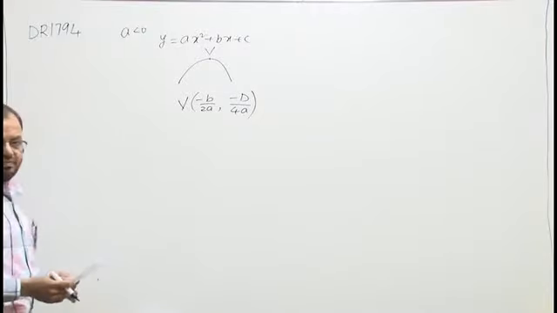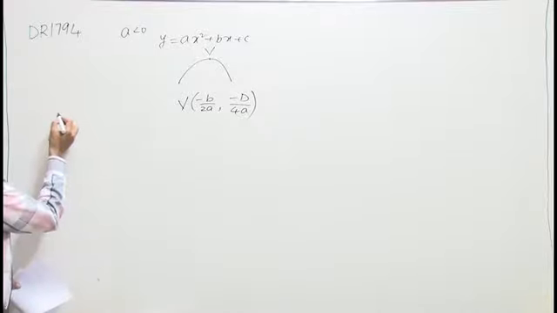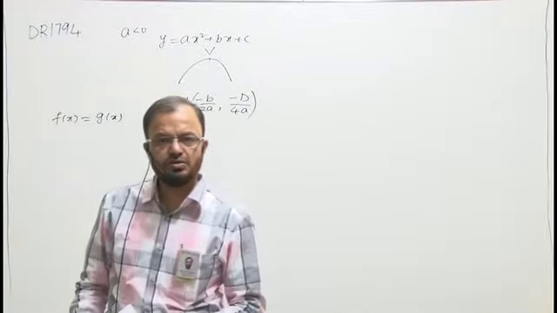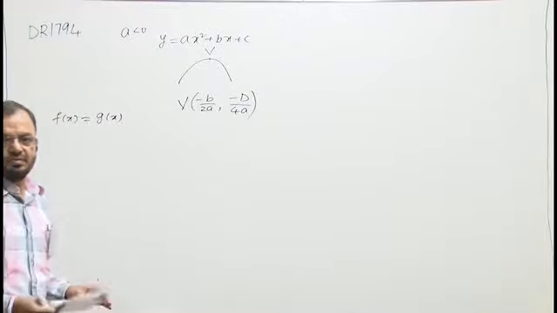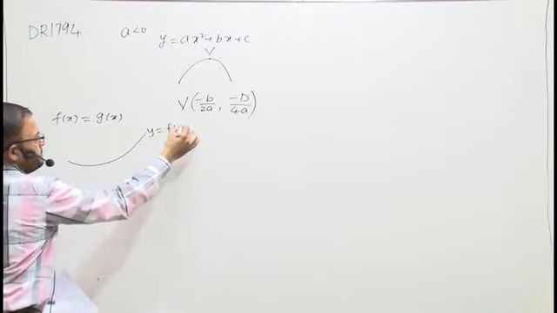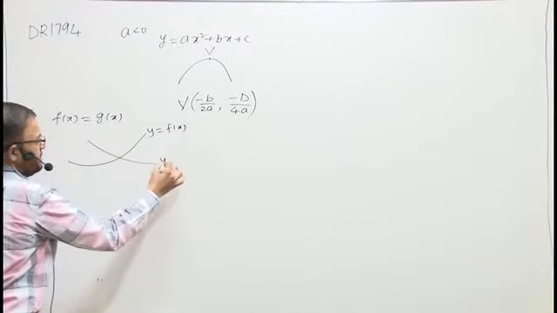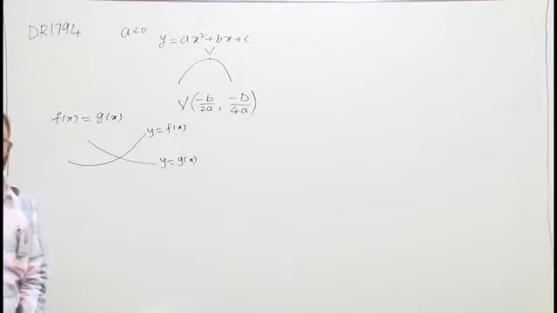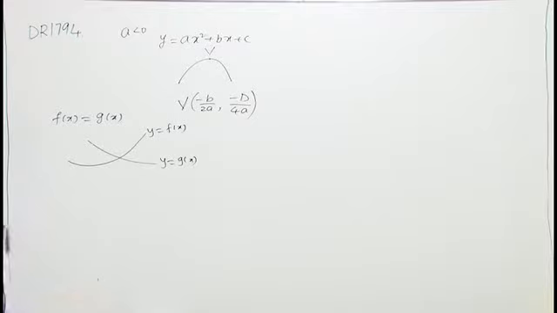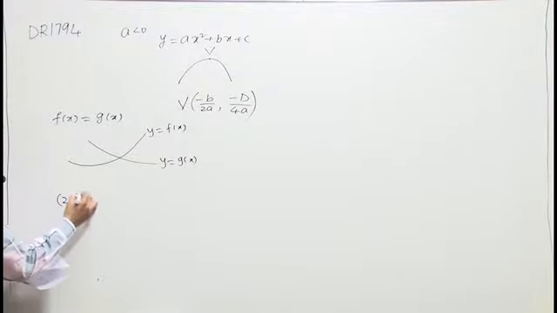In this question, I also use the concept that in order to solve the equation f of x equals g of x graphically, if this is the graph of y equals f of x and this is the graph of y equals g of x, the point common to these two will give you the solution. Regarding the number of solutions, this is only one point of intersection, hence it is only one solution.